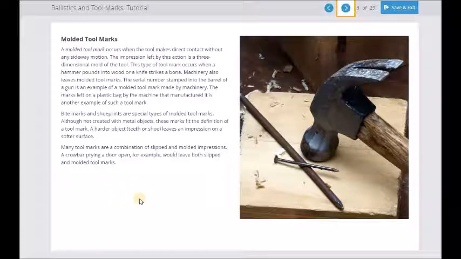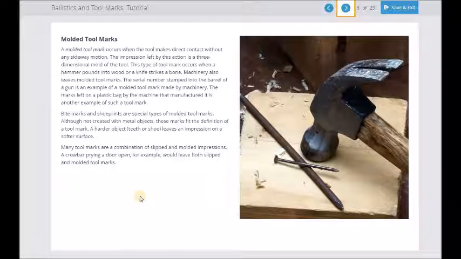The next one is molded tool marks. This is when something makes direct contact without any sideways motion. This would be things like a hammer. This leaves kind of a three-dimensional mold of the tool. I don't know if you've ever driven a nail with a hammer into a board, but sometimes you miss, and that leaves a very clear indentation of what at least part of the tool looked like.